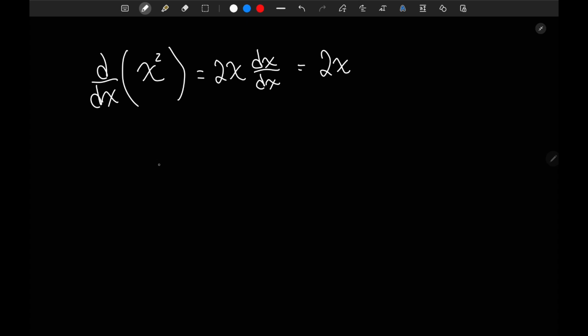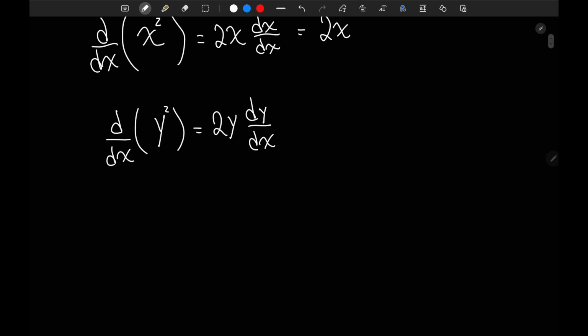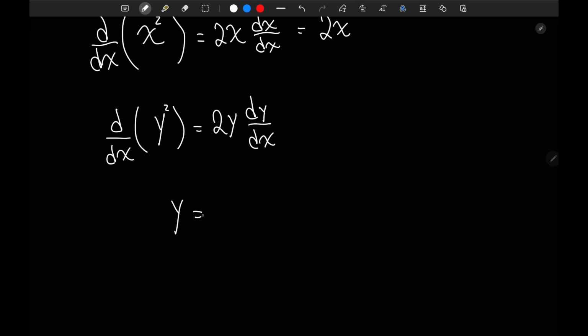But now, for instance, let's say that we have y squared, and we want to take the derivative of y squared with respect to x. We follow the exact same power rule, and we'll be left with 2y dy dx, because we took the derivative of y with respect to x. And this is kind of where the dy dx comes from. Because normally when we have an equation, let's say we have y is equal to x squared, and we take the derivative, we just jump right to writing dy dx is equal to 2x.